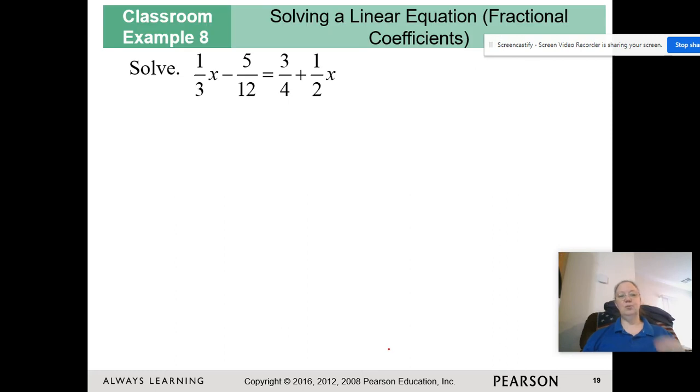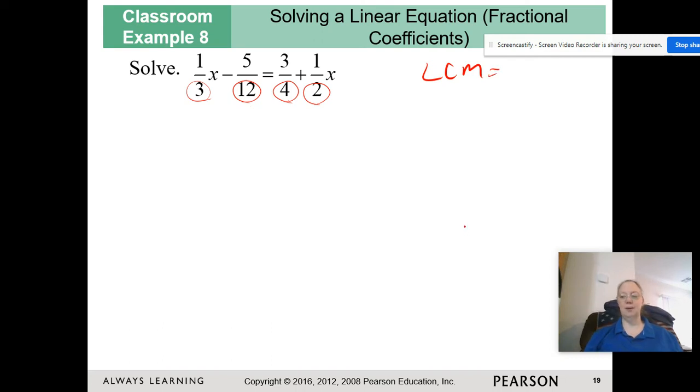All right, let's suppose we have fractions, everybody's favorite. Now, you could solve this with fractions. I don't recommend it. I recommend eliminating the fractions. This is really, really important. Pay attention. You're going to want to know how to do this. What we're going to do is take all of our denominators right here, 3, 12, 4, and 2, and find what's called the least common multiple.